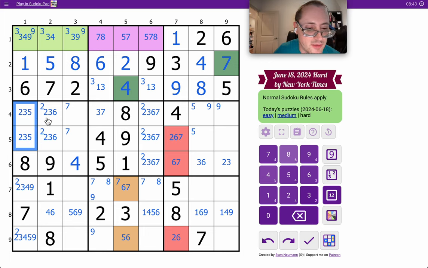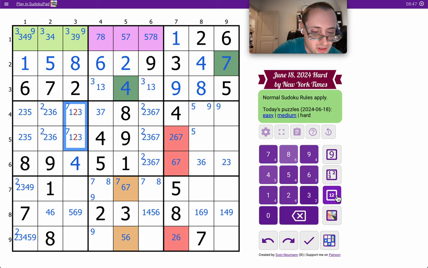Interesting. Those are 2, 3, 5, and those are 2, 3, 6. Fascinating. Let's see. Neither are 2, 4, or 8. Column 3 and or 9. But that's no help. These two can't be 2, 4, 8. Or 7.